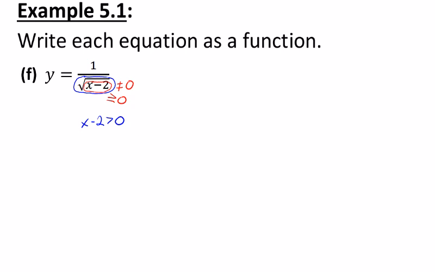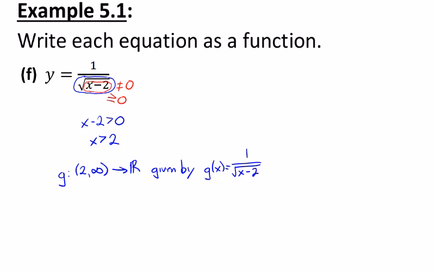So then this is going to say that x is going to be greater than 2. So I'm going to use a different name here. We'll call this one g, and the domain for g will be 2 to infinity. Given by g of x is 1 over the square root of x minus 2.